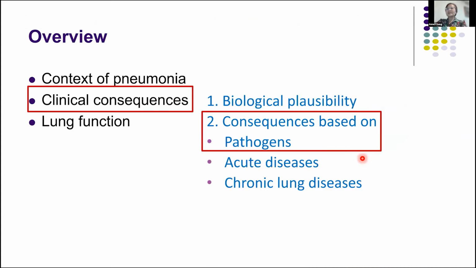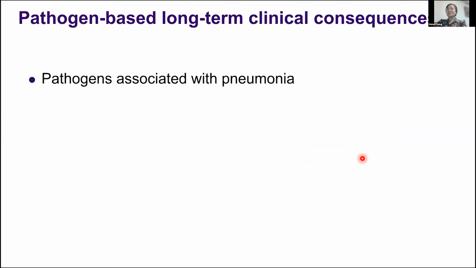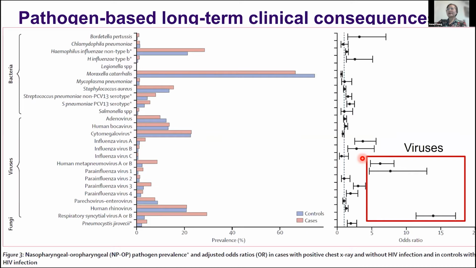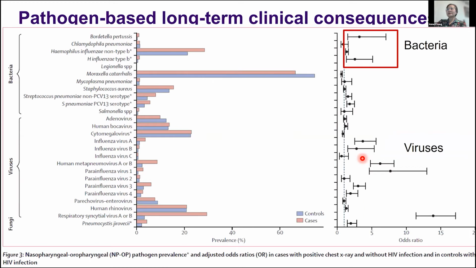So what are the consequences of pneumonia based on pathogens? And remember, we are talking about long-term consequences. So remember the pathogens that we spoke about. This is the PERCH study, and most of us think of pneumonia as bacterial. However, in the PERCH study, viruses were very important. As you can see, there were more viruses than bacteria.